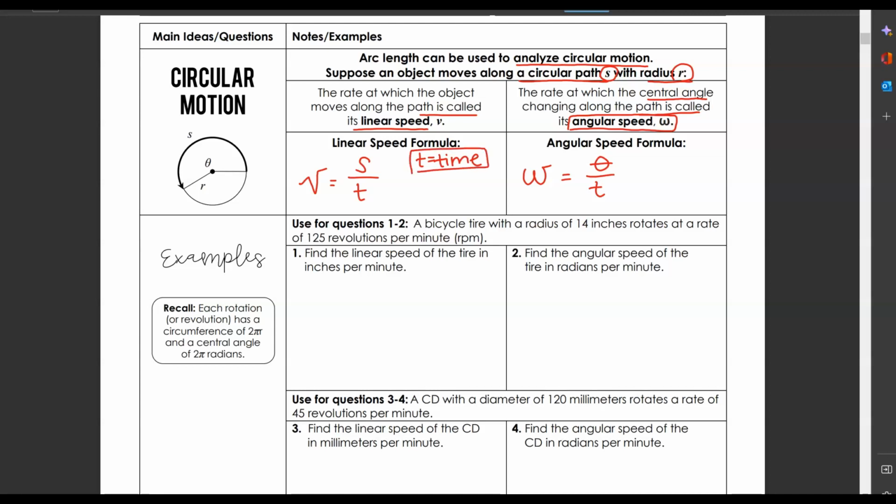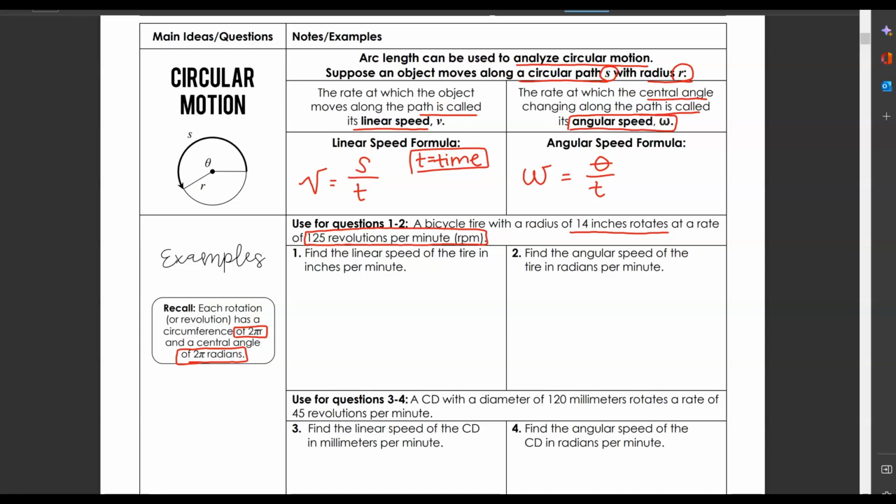All right, let's take a look at this example. So recall that each rotation or revolution has a circumference of 2 pi r and a central angle of 2 pi radians. So here we have a bicycle tire that has a radius of 14 inches and rotates at a rate of 125 revolutions per minute. We want to find the linear speed of the tire in inches per minute.